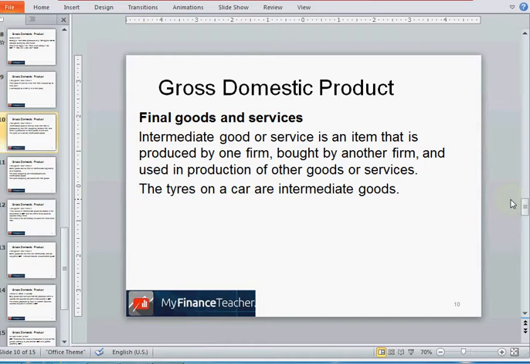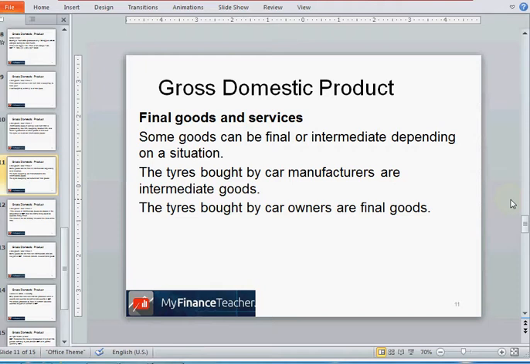As opposed to that, there are intermediate goods. There are intermediate goods which are not bought by a final consumer. They are instead bought by another firm and are used in production of another good or service. For example, the tires that the car manufacturer bought are intermediate goods which were not used by the final consumer, the tires themselves. Instead, they were used in the production of another good, which is a car in this case.